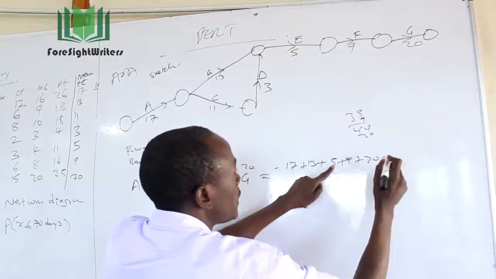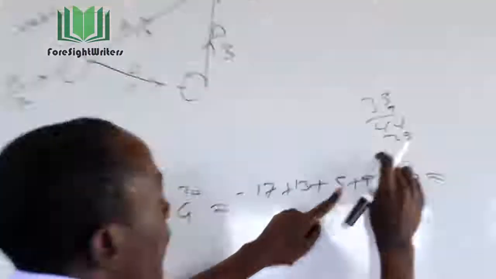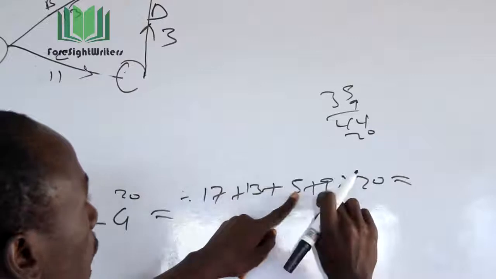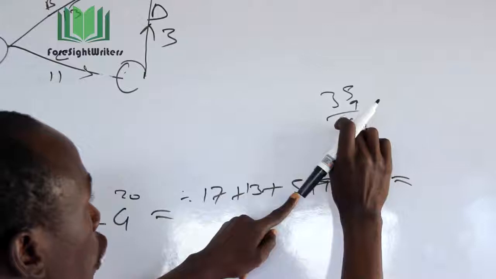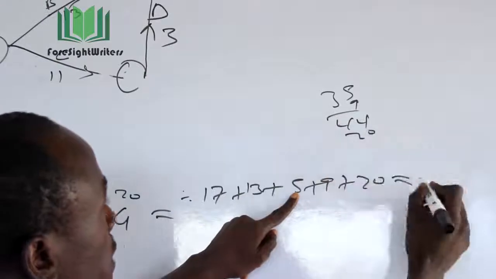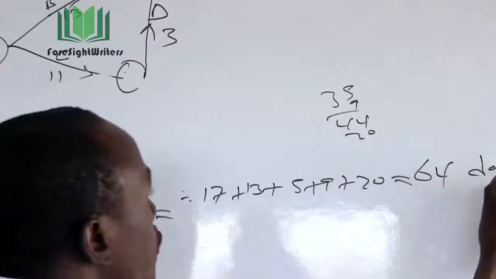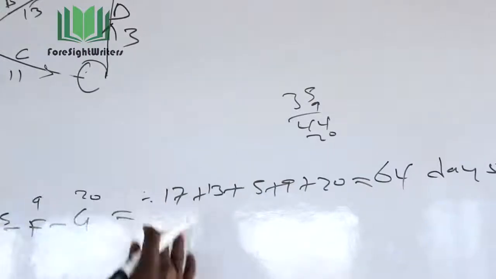44 plus 20. This is 35 plus 9, which is 44. 44 plus 20 is 64. So that part will give me 64 days. So I need to come to the lower part again.